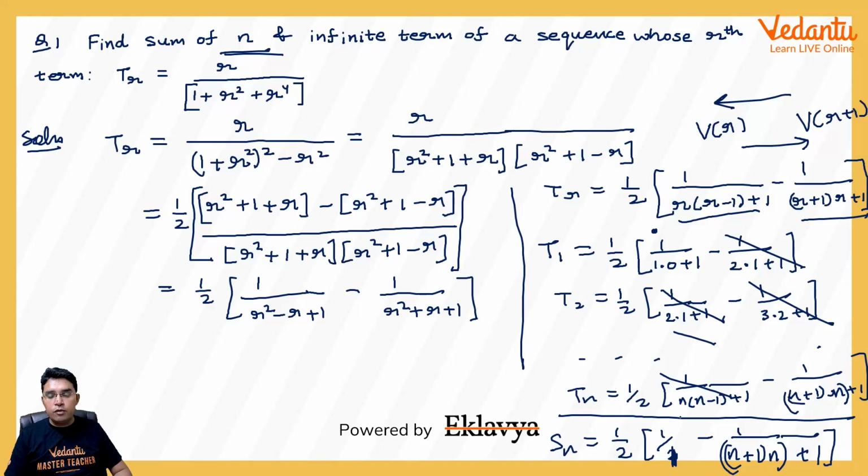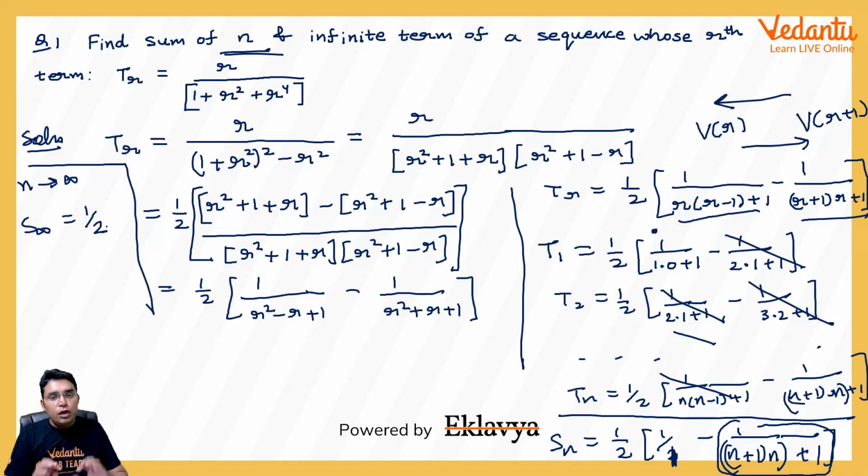Now if we want the sum of infinite terms, we can use this result itself. Let me use this space here. When n becomes infinity, 1 upon n plus 1, n plus 1 will become 0, isn't it? Because as the number n becomes large, this term approaches 0. So here S infinity will be nothing but 1 by 2, that's it. So very easy, you just have to figure out how to write this as a difference of V_r and V_(r+1), and then we are able to get the sum.